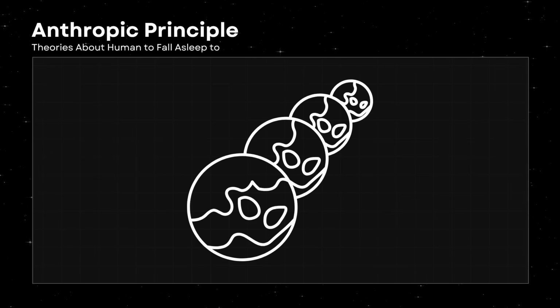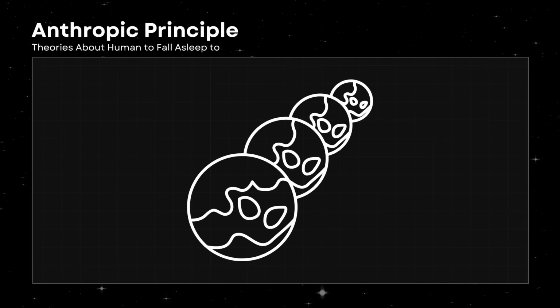Another idea linked to the Anthropic Principle is the multiverse. This is the theory that our universe is just one of many. In other universes, the constants might be different. Some might expand too fast. Some might collapse too soon. Some might have no matter at all. Most of these universes would not support life. But if there are enough of them, then by chance, at least one will have the right values. That would be our universe. We live in it because it is one of the rare ones where life is possible.